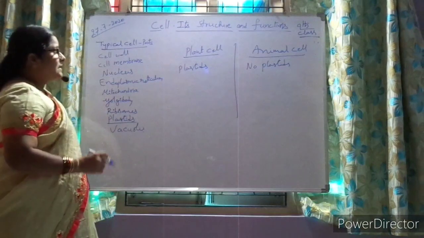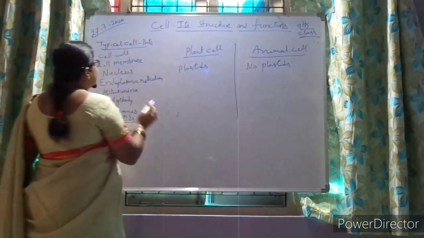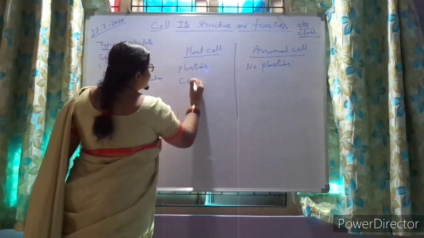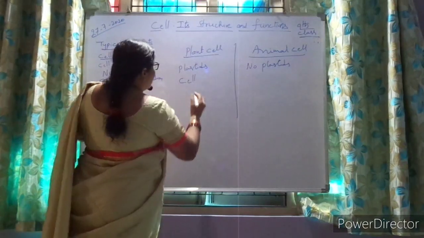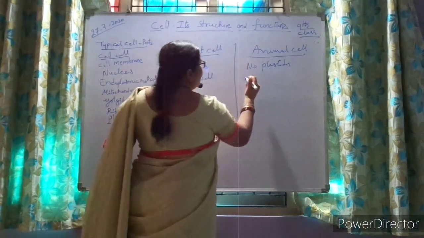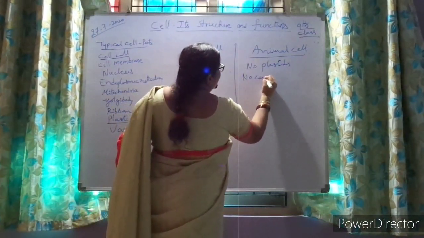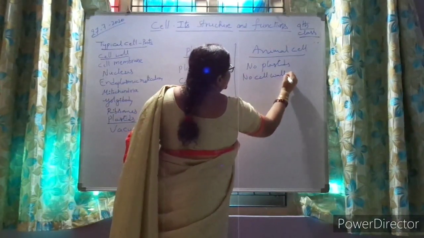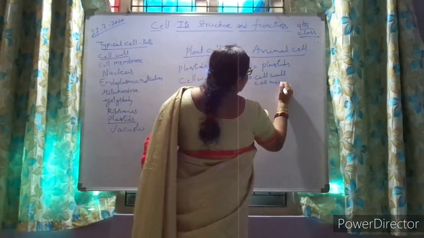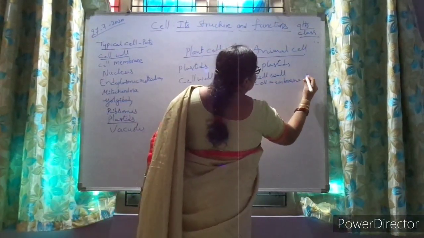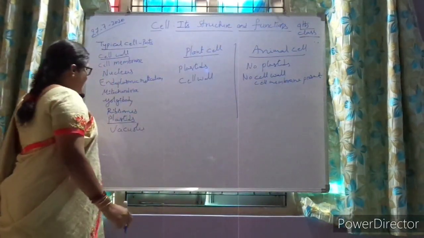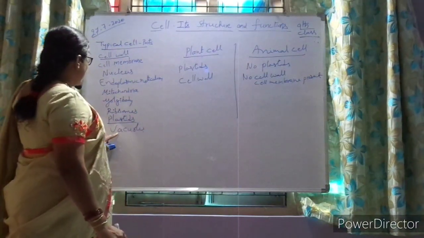Then another important character to differentiate plant cell and animal cell is the cell wall. In plant cells there is another extra layer outside the cell membrane, that is the cell wall. The cell wall is present, whereas in animal cells there is no cell wall, but the cell membrane is present in both. Cell membrane is present.